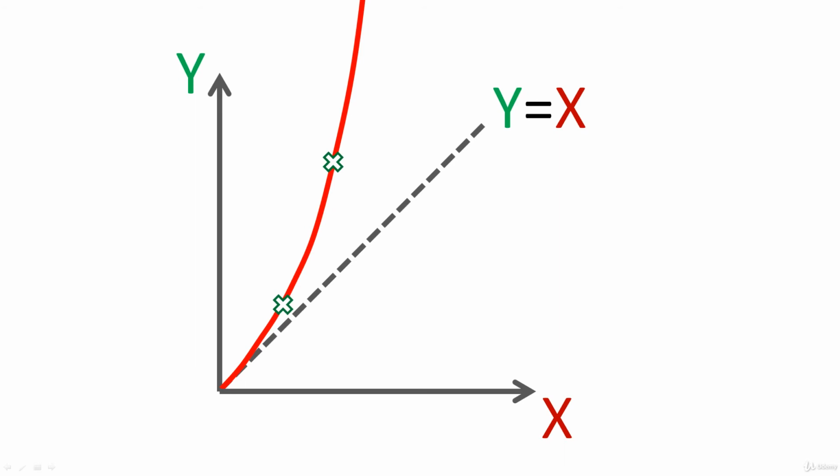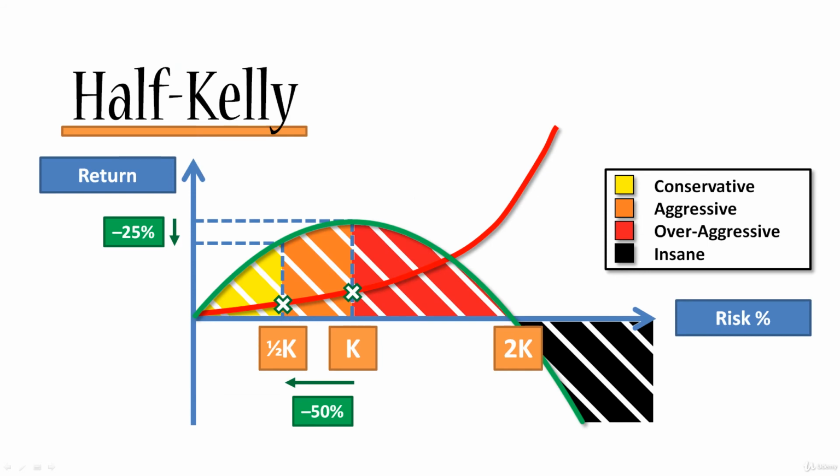So the diagonal here represents a linear decrease. So if you go from 1 Kelly to half a Kelly and you're on the diagonal, your volatility in that case would have decreased by 50%. But because we're above the diagonal and the red chart is decreasing faster than the linear gray line, that means that whenever we go from 1 Kelly to half a Kelly, our volatility on the account decreases by more than 50%.